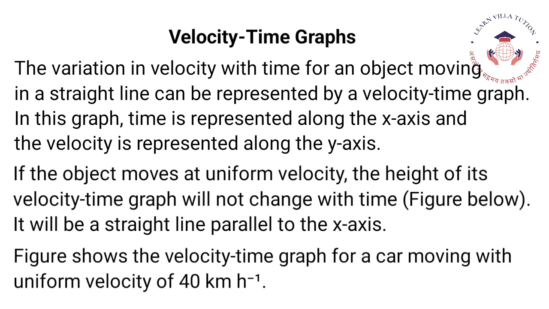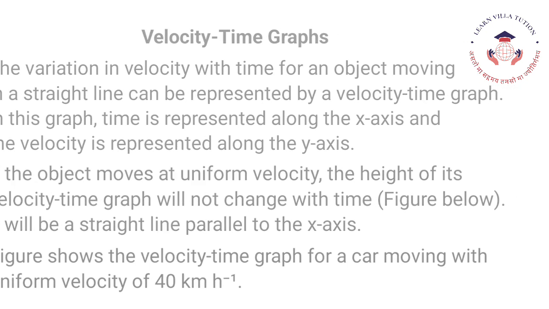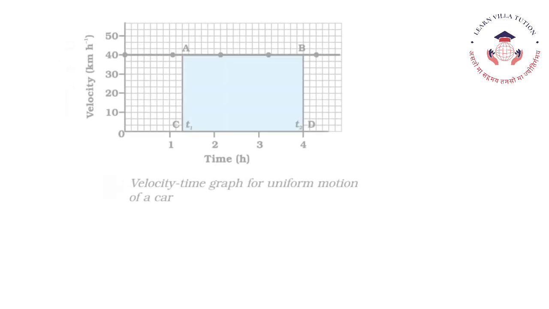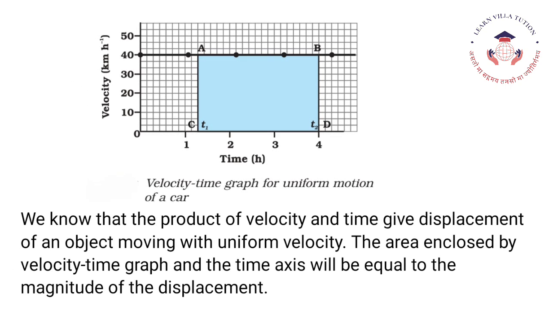Figure shows the velocity time graph for a car moving with uniform velocity of 40 km per hour. We know that the product of velocity and time give displacement of an object moving with uniform velocity. The area enclosed by velocity time graph and the time axis will be equal to the magnitude of the displacement.